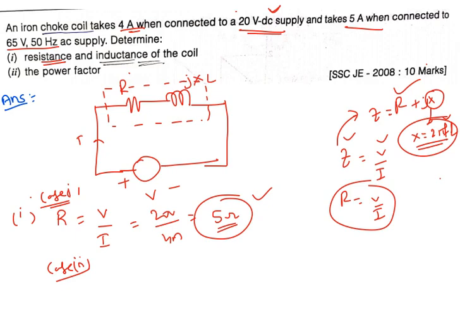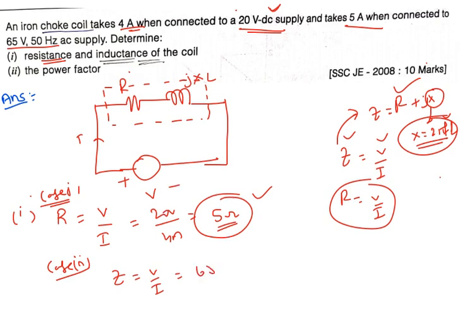Then Z equals V by I, that is 65 volts by 5 amps current, so that is 13 ohms impedance you have got. Z equals 13 ohms. What we have to calculate is the inductance.